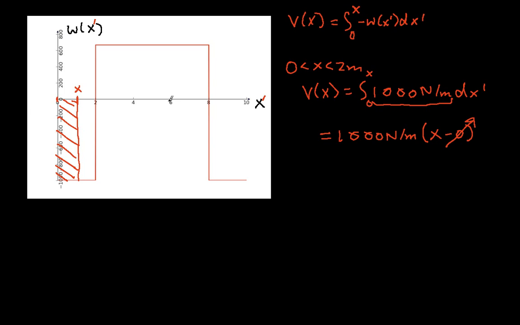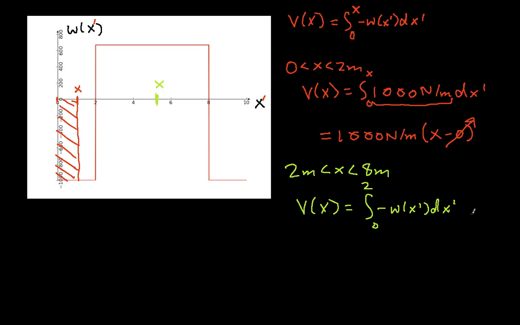The next thing we want to do is look at a value of x that's between 2 meters and 8 meters. So we have 2 meters less than x less than 8 meters. In this case, v of x will be the integral from 0 to x of minus w. I'm going to break that into two parts. I'll have the integral from 0 to 2 of minus w of x prime dx prime plus the integral from 2 meters to x of minus w of x prime dx prime.